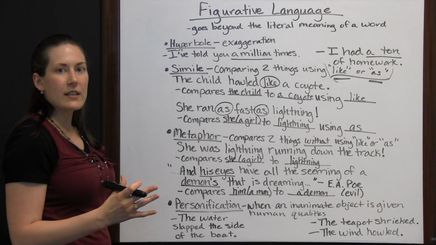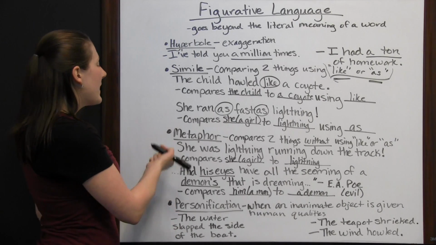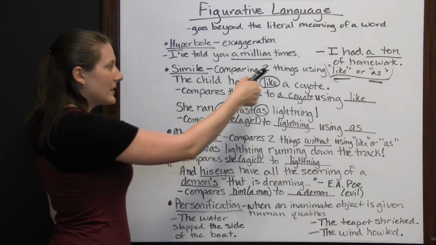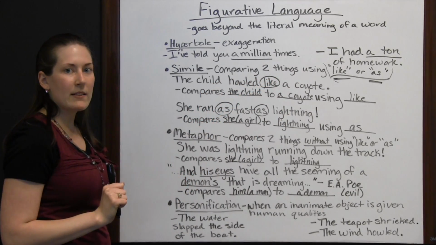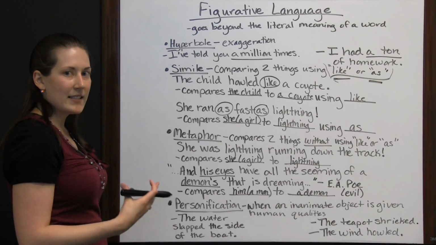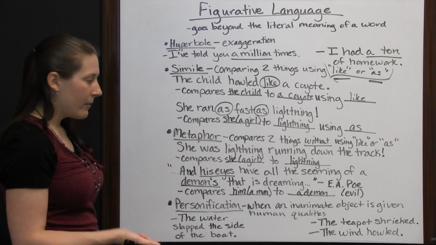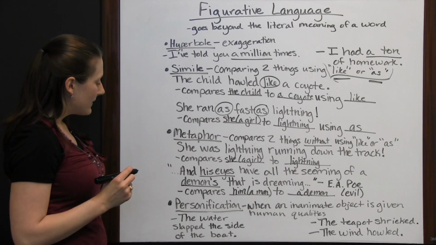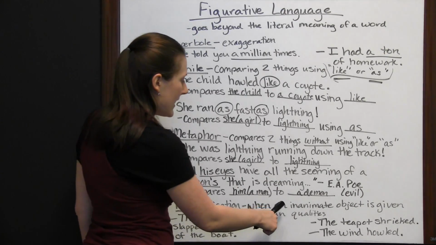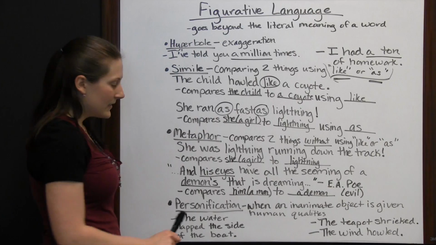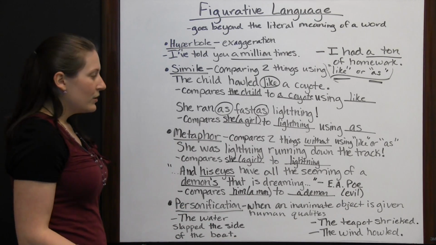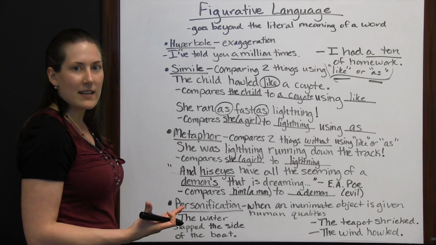So in poetry, your figurative language may not always pop out at you if it's a metaphor. A simile is pretty easy to spot because you'll see like or as. But a metaphor might be a little trickier. So just look for what two things are being compared in that sentence or that phrase of a poem. And the last piece of figurative language we're going to discuss is personification, which is when an inanimate object is given human qualities. You are personifying it. You are making it do something a person would do, even though it's not something that can do these things.